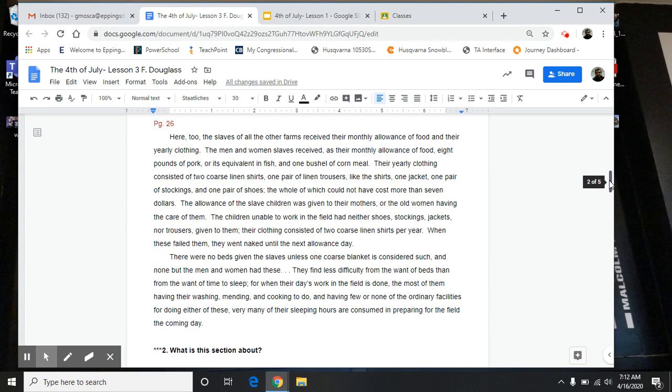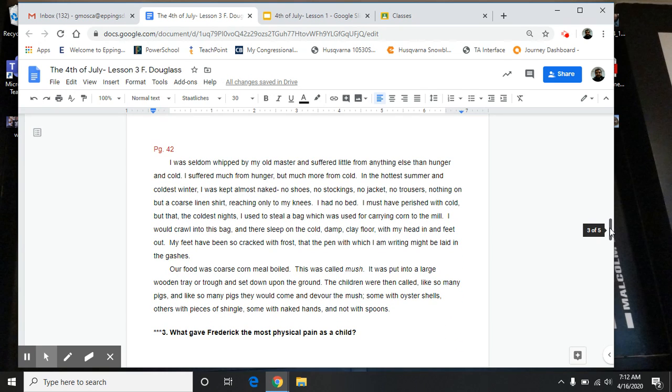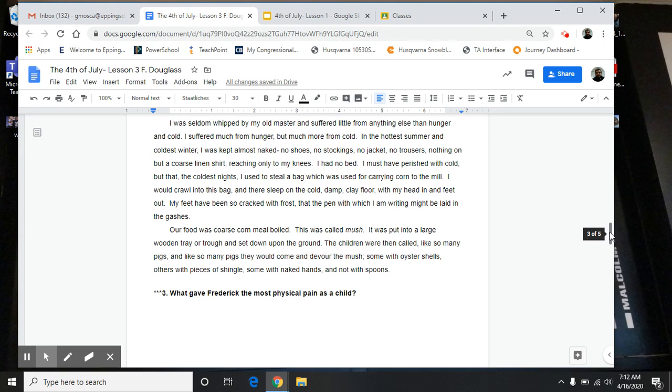The second one I give you, page 26 here, at least according to my copy of the autobiography, it just talks about, well, I guess this is one of the questions I ask you, but it's very matter of fact going over how materials and resources were delivered to slaves on Douglass's plantation. The third reading talks about how he suffered the most. And the question here, number 3, what gave Frederick the most physical pain as a child? Again, this is written in his own autobiography.